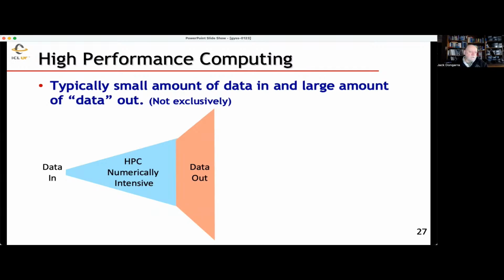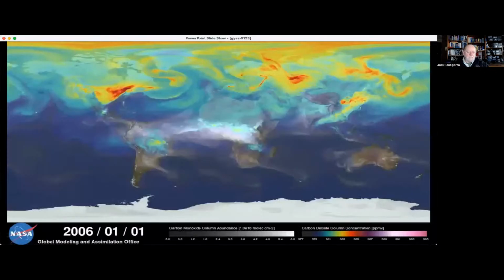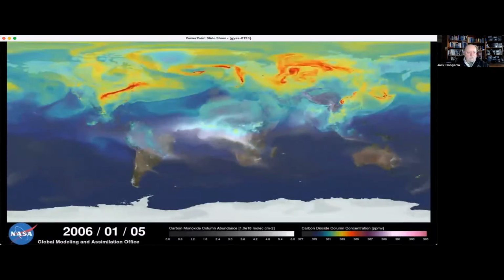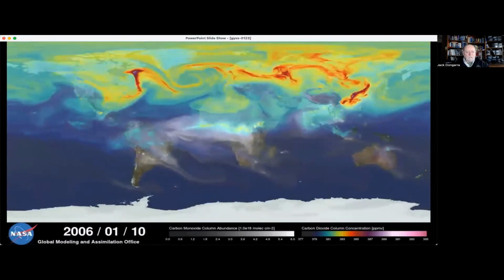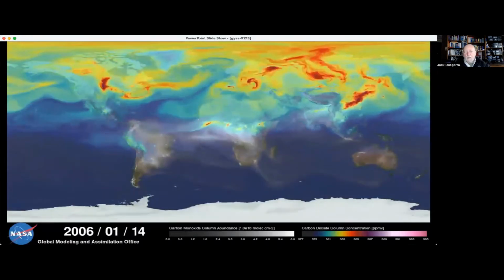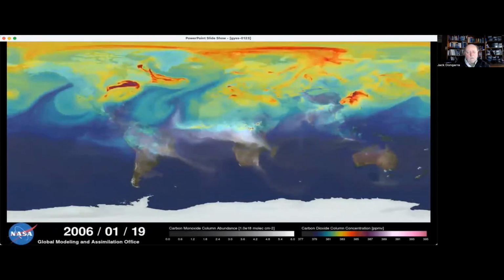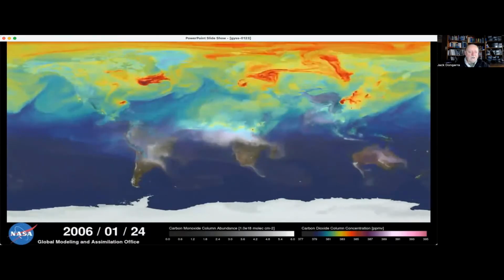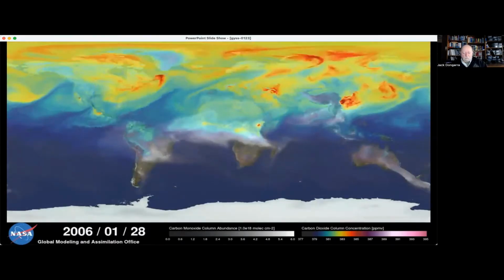When we look at high performance computing, we typically see a small amount of data that comes in, and then we have a numerically intensive computation that takes place, and a large amount of data that comes out. So that's what we would consider more a traditional high-performance computing application that's very numerically intensive. Here's an example of that. We're looking at the climate model as it evolves over time. We have a small amount of data that goes in, and we get this very rich view of what's happened over time as output from that.